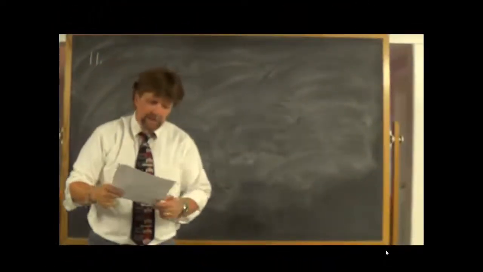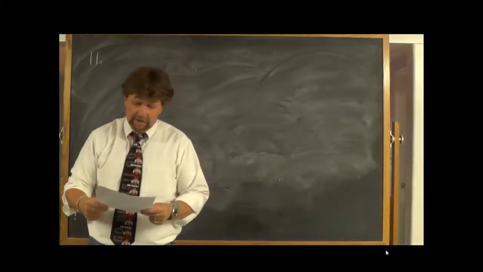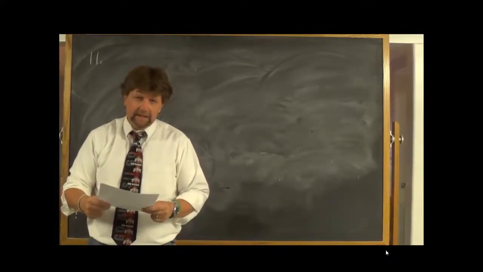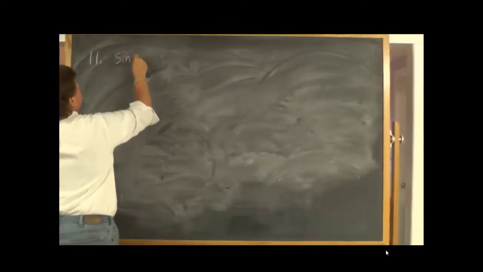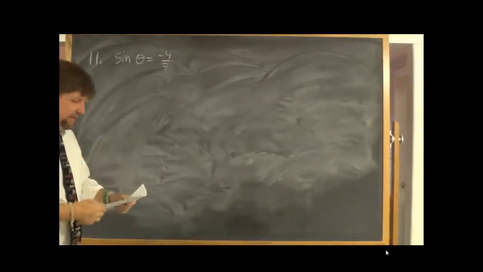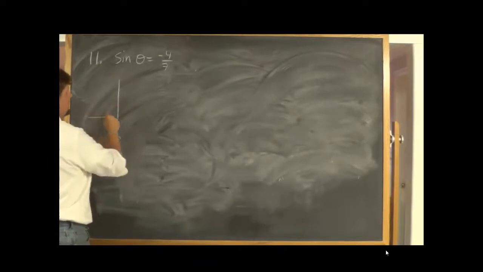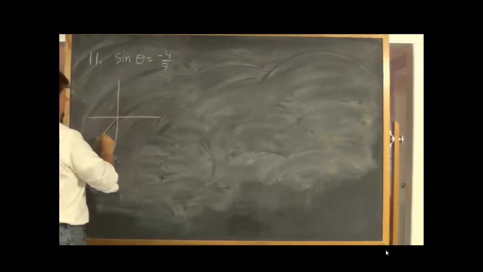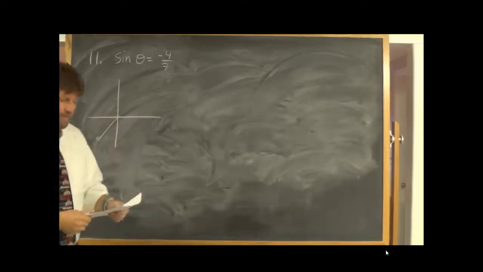All right, hey, in number 11, you're asked to use identities to find exactly the 6 trig function values of theta, given sine theta is -4/7 and theta is in quadrant 3. Well, if you're given the sine of theta is -4/7, and you're also told that theta is in quadrant 3, so this is the terminal side of theta, it's down here in quadrant 3.